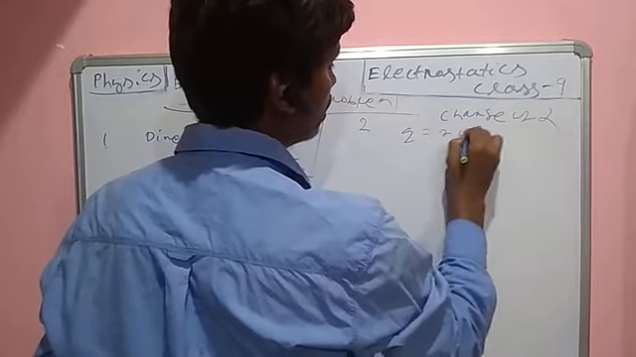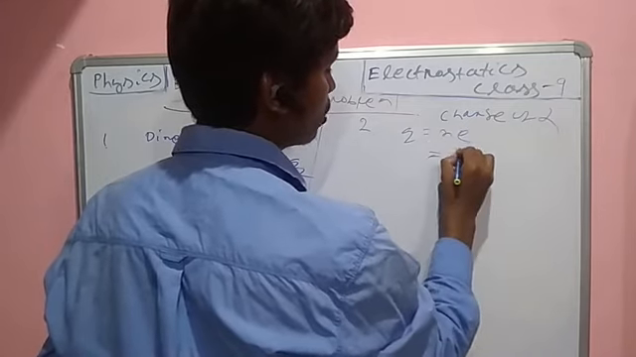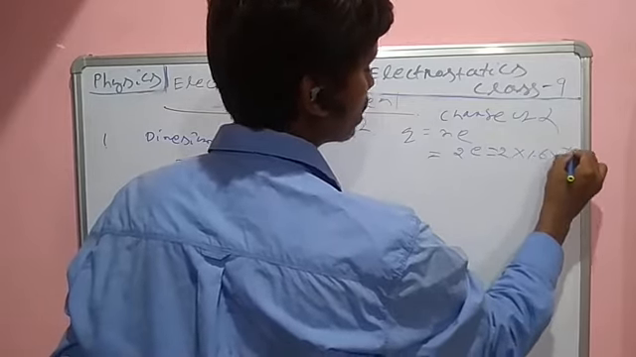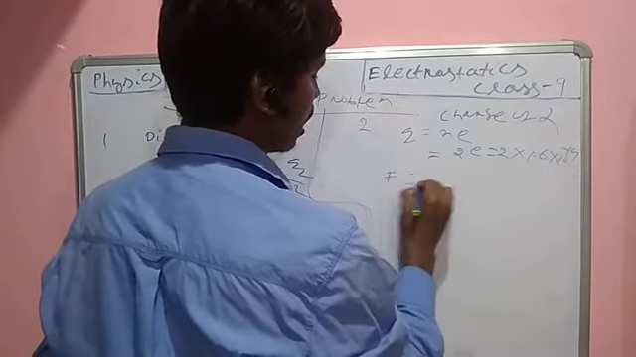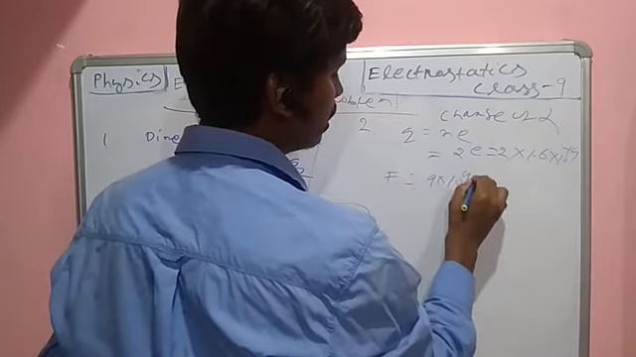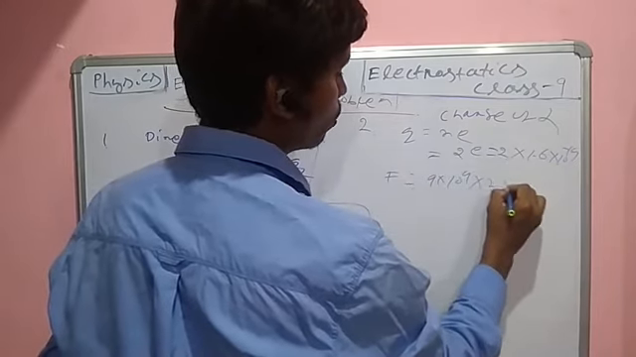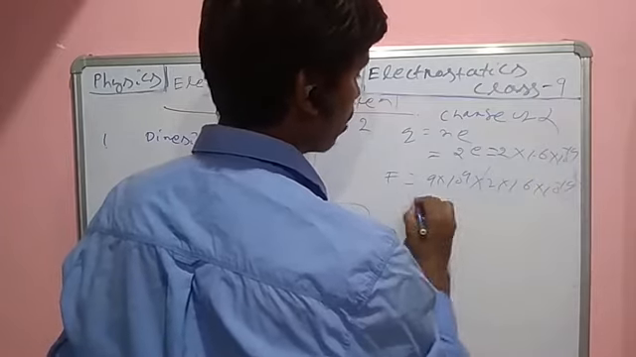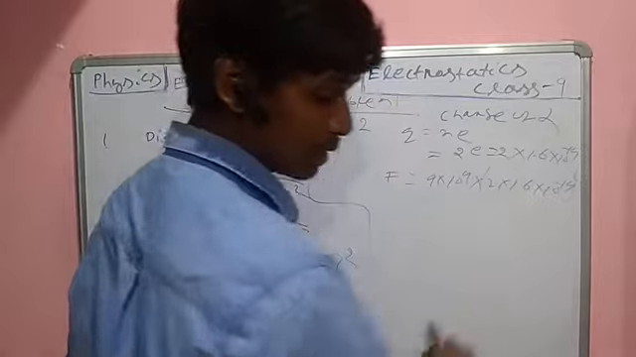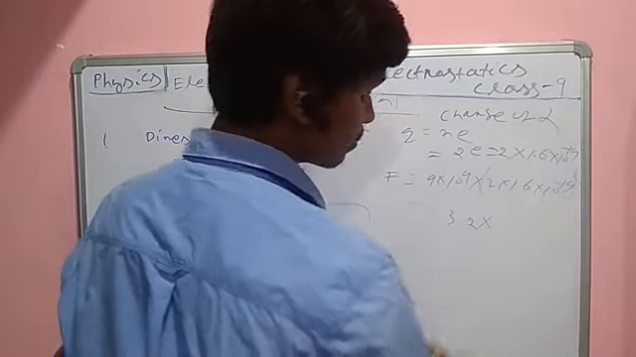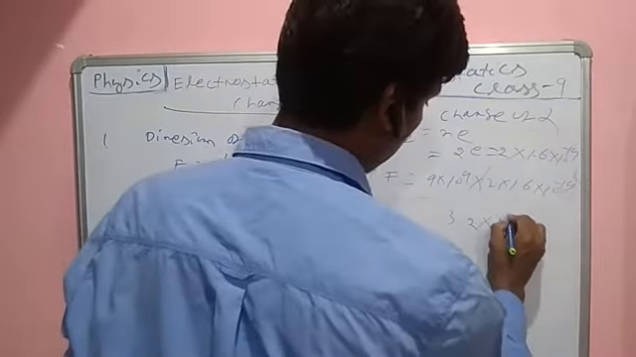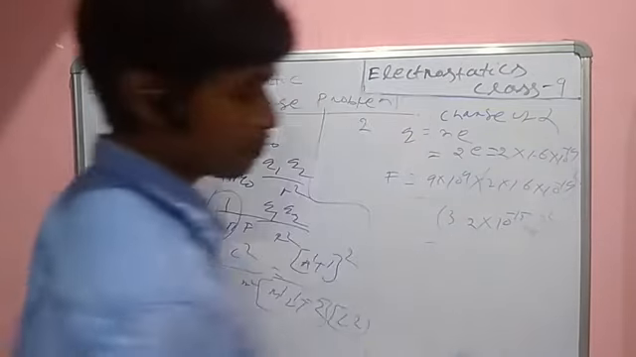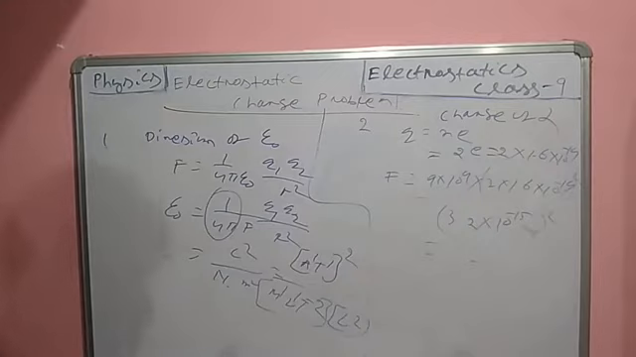Q is equal to the number of electrons in an alpha particle, 2, into e, so 2 into 1.6 into 10 to the minus 19 coulomb. And F is equal to 9 into 10 to the 9 into (2 into 1.6 into 10 to the minus 19) square by the distance between two alpha particles, which is given as 3.2 into 10 to the minus 15 meter square. Yes or no? Then question number 3.